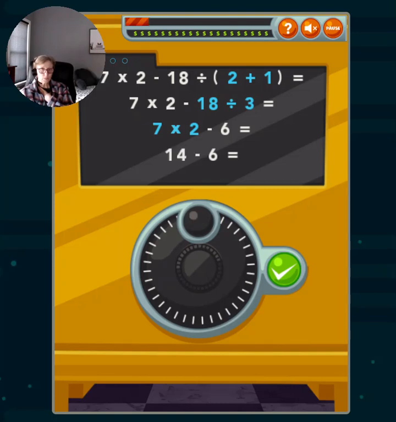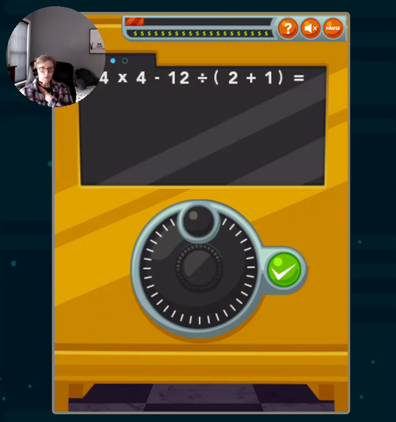And now 14 minus 6, which, I do have to do that, which is 8. Ta-da! So it immediately tells you if you try to do the wrong thing.